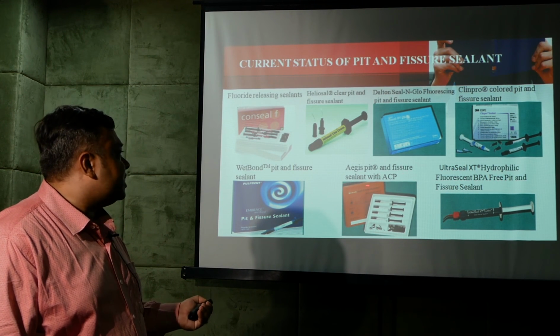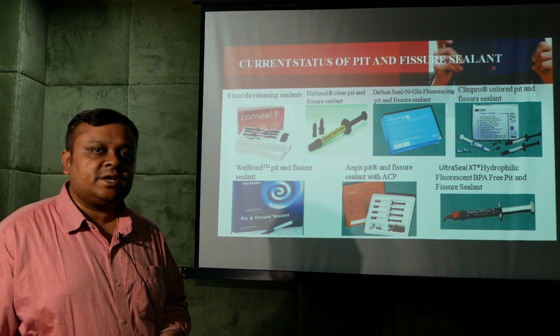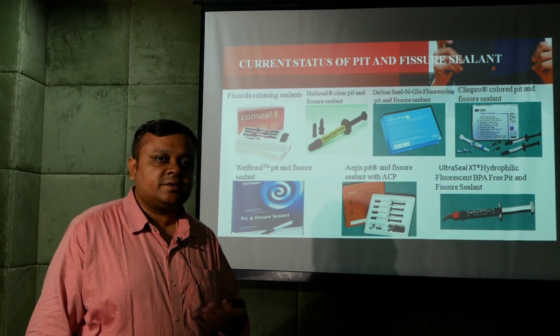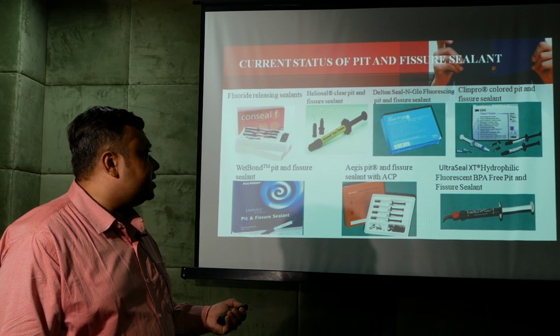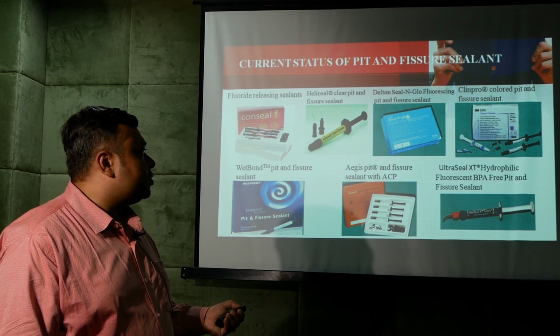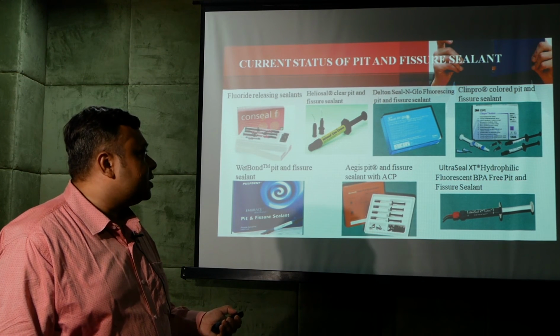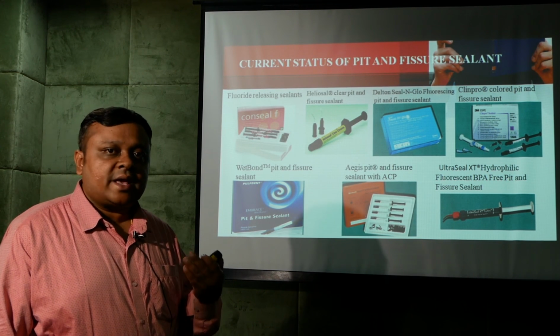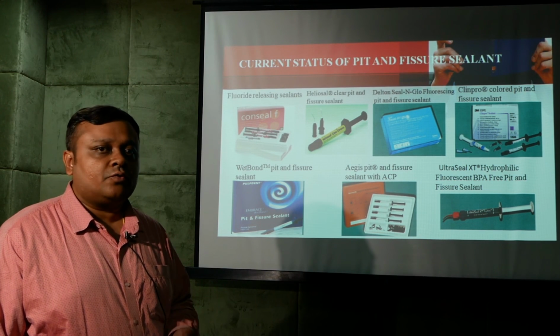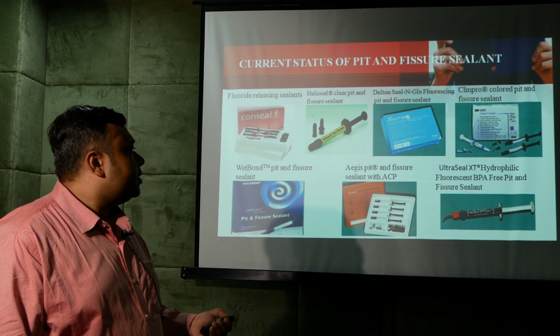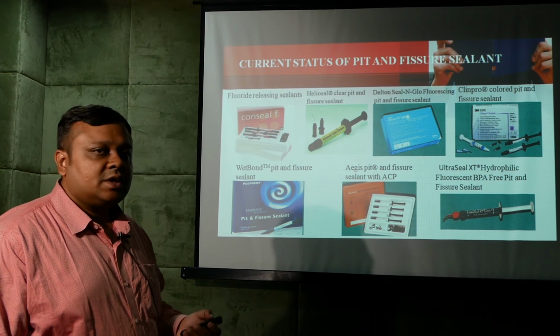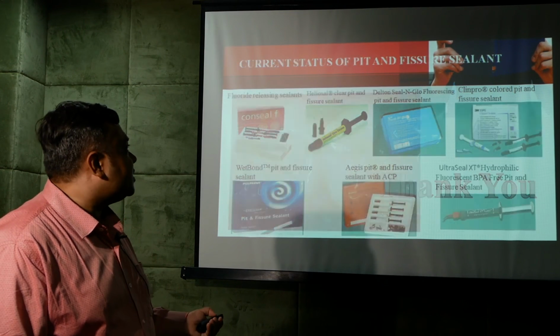AG pit and fissure sealant is the sealant which contains ACP, that is amorphous calcium phosphate, that helps in the remineralization of demineralized tissues. And lastly, Ultraseal XT, a hydrophilic, fluorescent, and also BPA free pit and fissure sealant. Like wet bond, it bonds to the tooth structure even though moisture is there. It fluoresces also, and finally it is BPA free. So these are the various newer advances in pit and fissure sealants.